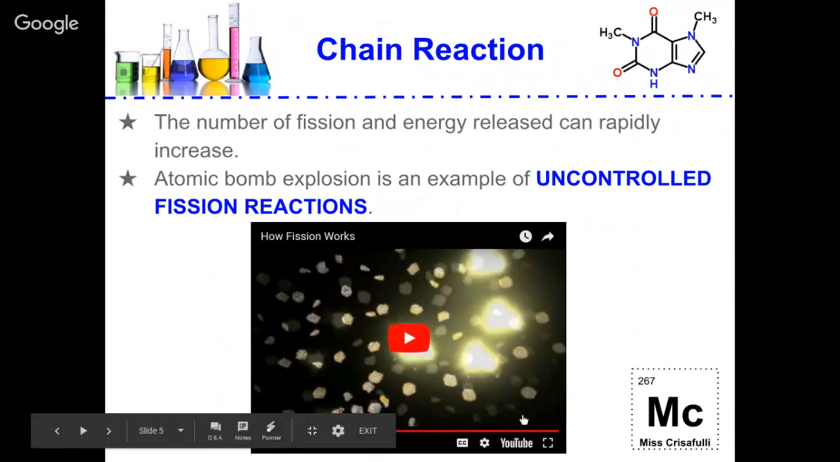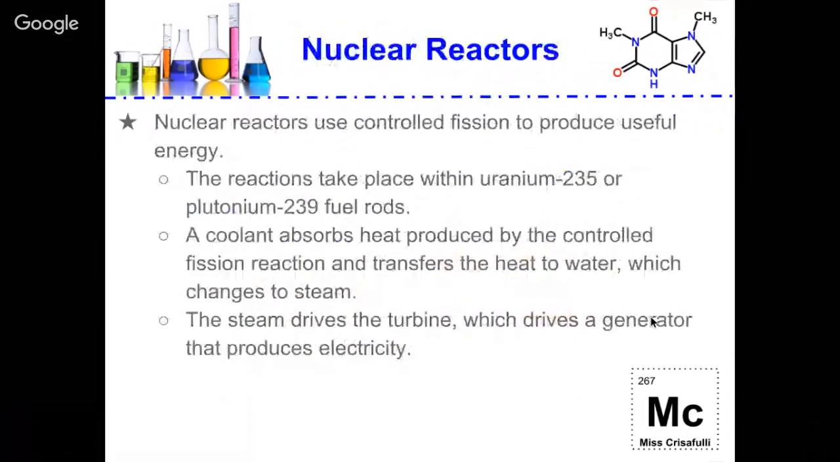So that's how fission works. Pretty quick and easy, straight to the point. So let's talk about nuclear reactors. Nuclear reactors use controlled fission to produce useful energy. The reaction takes place within uranium-235 or plutonium-239 fuel rods. A coolant is going to absorb the heat produced by the controlled fission reaction and transfer the heat to water, which will change into steam because the water gets heated up and goes from a liquid to a gas phase. Then the steam is going to drive the turbine, which will drive a generator, which will produce our energy.